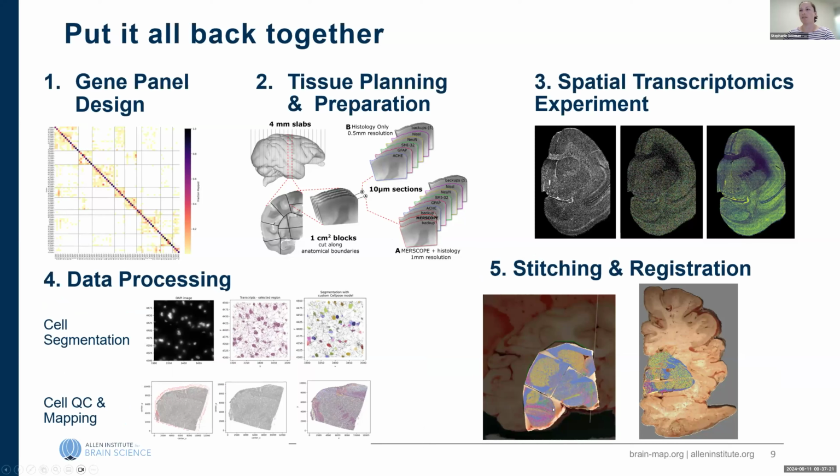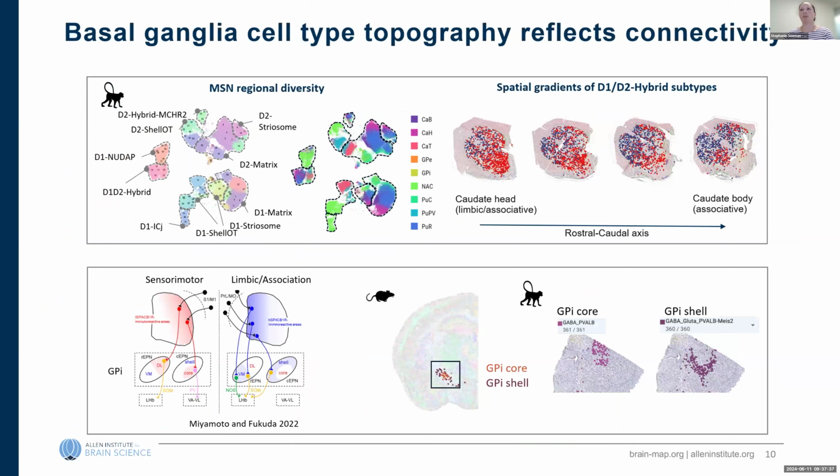And so the final stage of this pipeline is to take all of the individual pieces of brain tissue that were run through the spatial transcriptomics experiments and stitch them back together. We've already started to see some interesting results from these data. We are also focusing first on the basal ganglia nuclei.